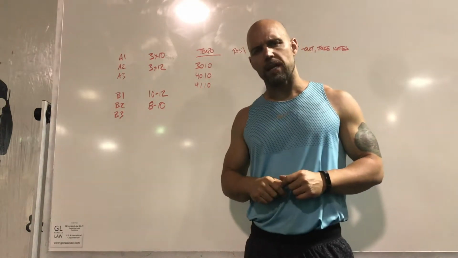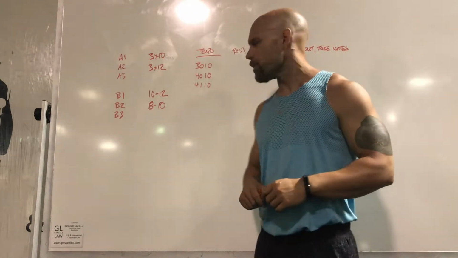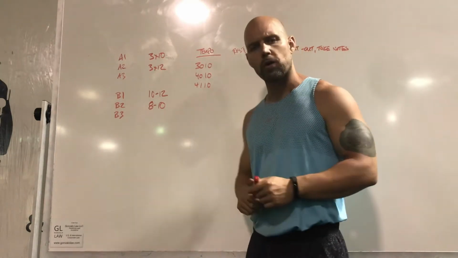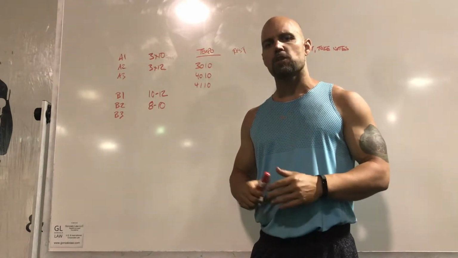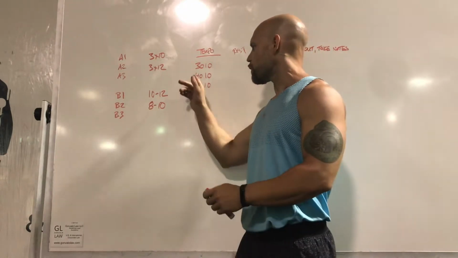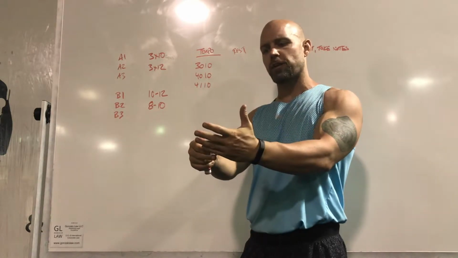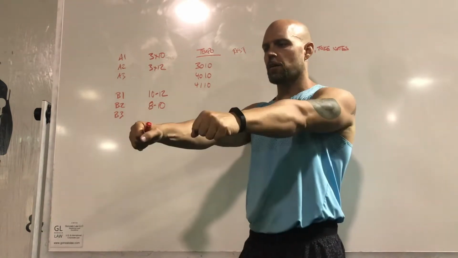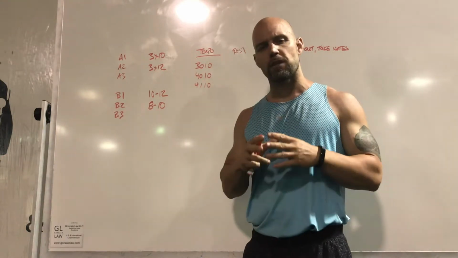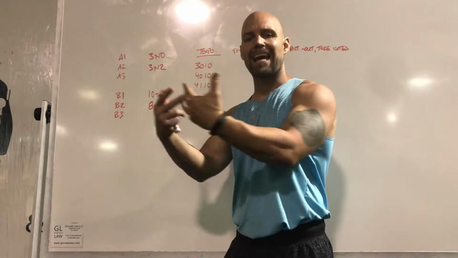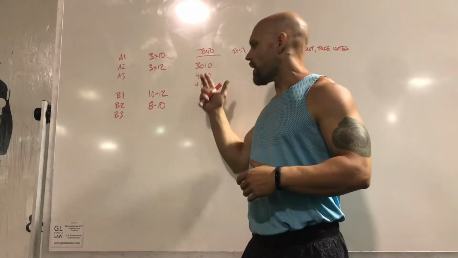What you'll see throughout is tempo, and this is consistent from the beginning to the end. Tempo is written in a very specific way. You'll see 4 numbers. The first number is the eccentric, or the lowering phase. So if I take a bench press, for example, and my tempo is 4, 0, 1, 0, the first number is referring to the lowering of the weight. 4, 3, 2, 1. The second number is referring to the time between the lowering and the raising of the weight. With a 4, 0, 1, 0 tempo, that would be 0.